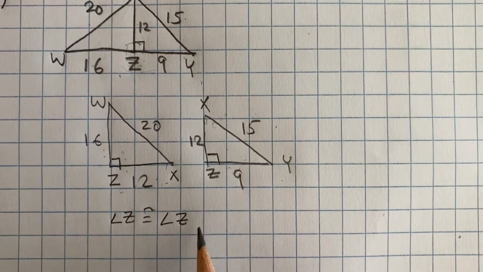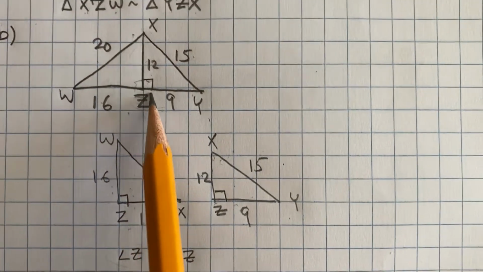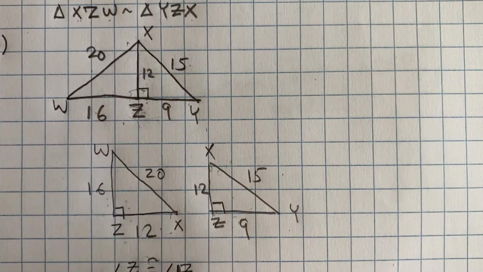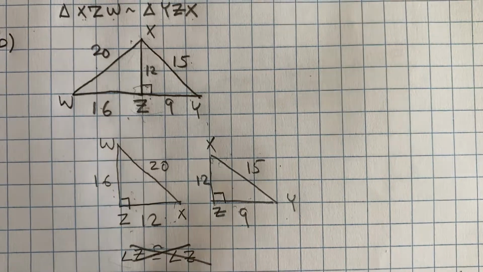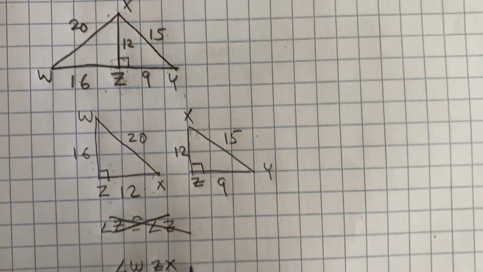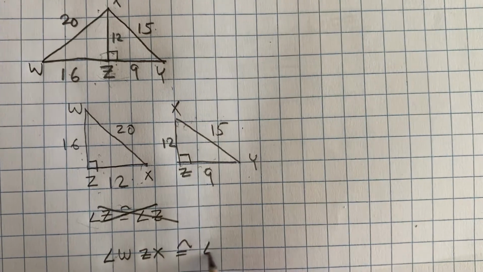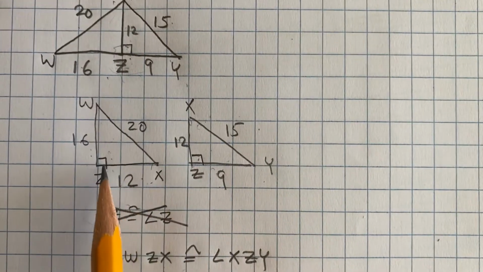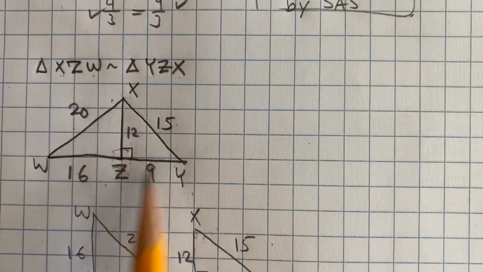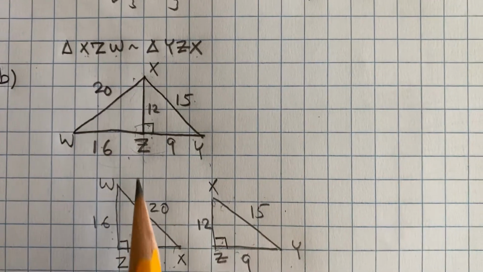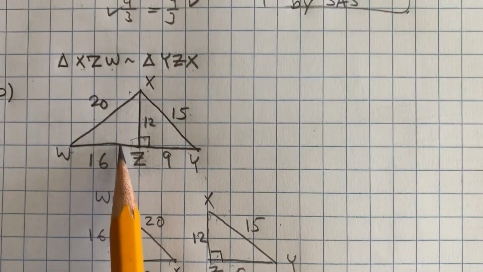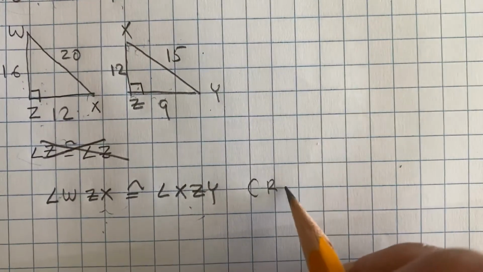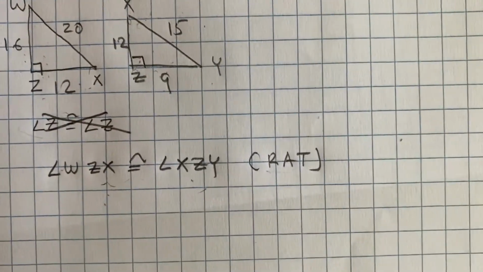Because this diagram has multiple lines, I need to be more specific about what my angle Z is. So I'm going to rewrite this as angle WZX is congruent to angle XZY. It's always better to be exact. Clearly, in this picture, this is angle Z, this is angle Z. But if we're referring back to the original diagram, when you say angle Z, no one knows what you're talking about. So be more specific. Angle WZX and angle XZY are congruent. You could write the abbreviation, right angle theorem, RAT.